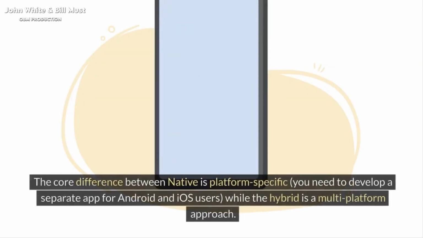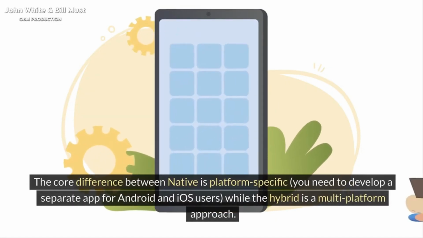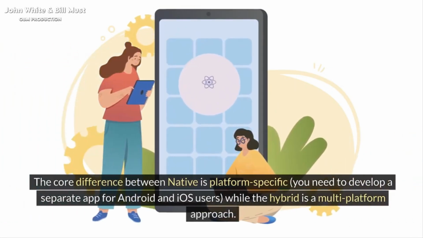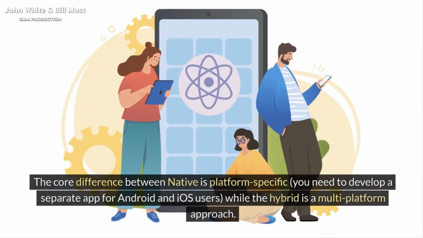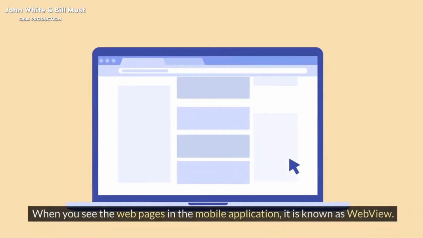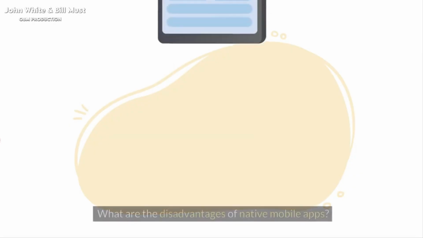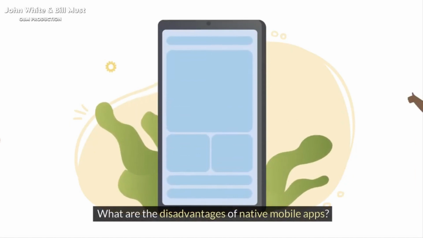The core difference is that native is platform-specific. You need to develop a separate app for Android and iOS users, while hybrid is a multi-platform approach. When you see web pages in the mobile application, it is known as web view. What are the disadvantages of native mobile apps?